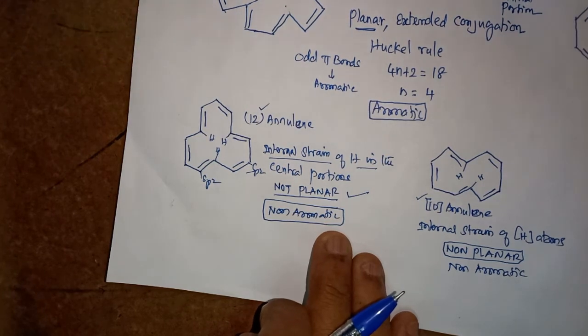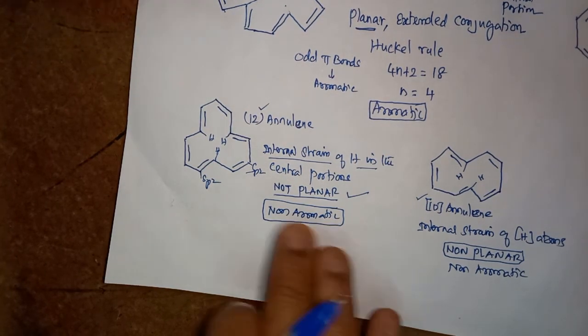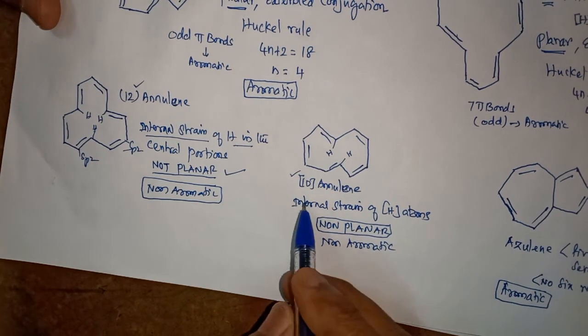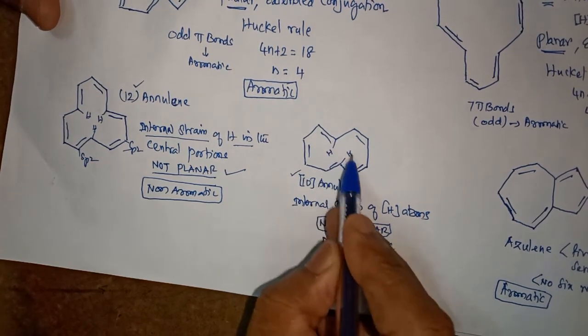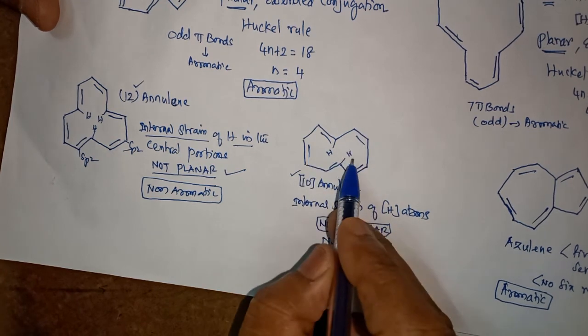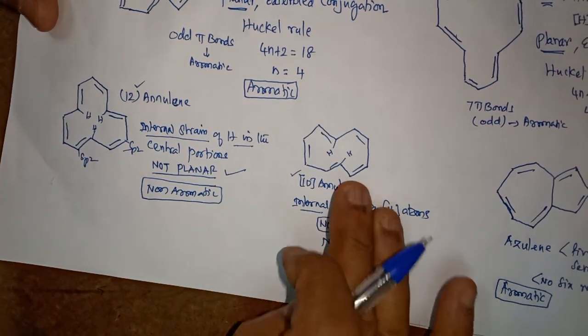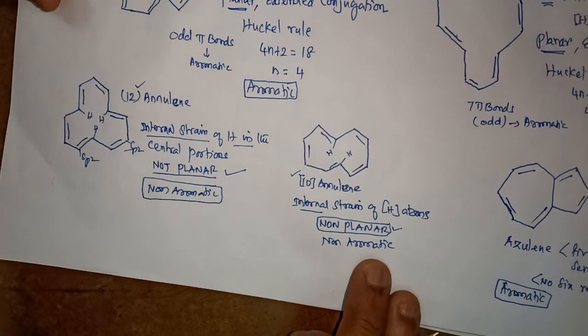If it is planar, it is either aromatic or anti-aromatic. So this is non-aromatic. Here you come to this, it is 10-annulene. Here also internal strain is there. If internal strain is there, you don't bother about the rest, it is non-planar. If it is non-planar, this is non-aromatic.